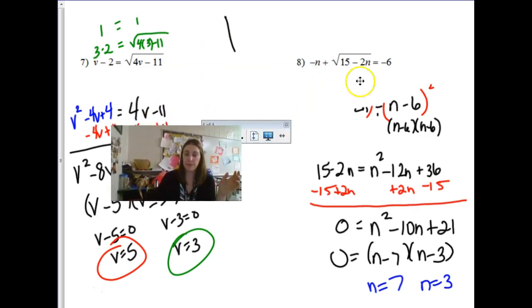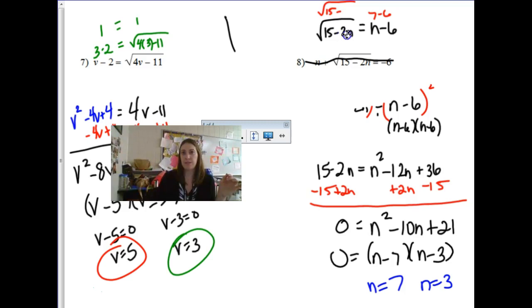We need a little space. I'm going to go back to the rearranged version of our problem that was square root of 15 minus 2n equals n minus 6. I like to plug into that version better. I don't like working with extra negatives. So if n is 7, and I put a 7 right here, I get 7 minus 6, and over here I get square root of 15 minus 2 times 7, which is 14. So that's square root of 1 equals 1. Yes, that works. But let's check the 3.